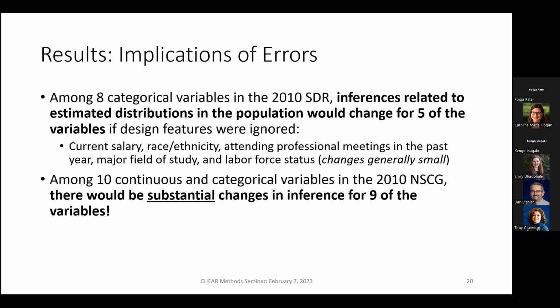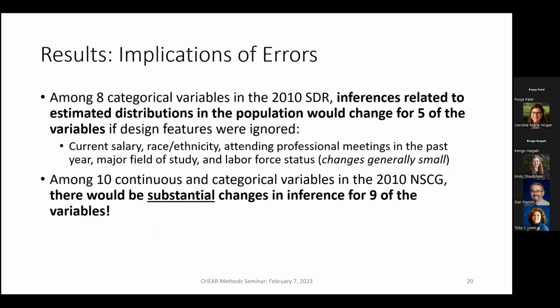Of course, we talk about these apparent errors and you say, well, what's the big deal? Who cares? What are the implications? What actually happens if you make these errors? In our analyses, we looked at 8 categorical variables in the 2010 Survey of Doctorate Recipients, and we found that inferences related to simple descriptive estimates in the population, means and proportions, would change for 5 of the 8 variables. If the design features were ignored, you would arrive at a different inference about something as basic as a mean or a proportion.